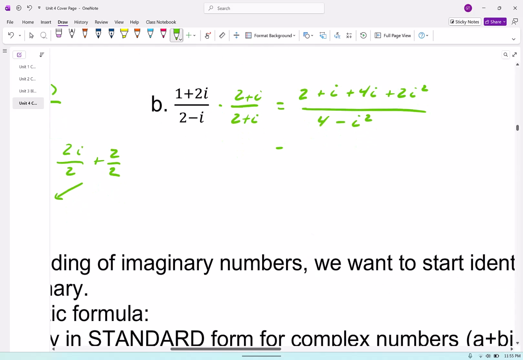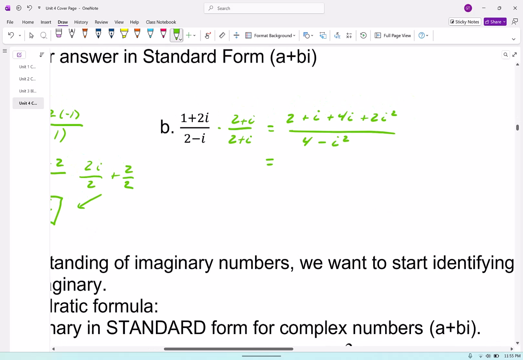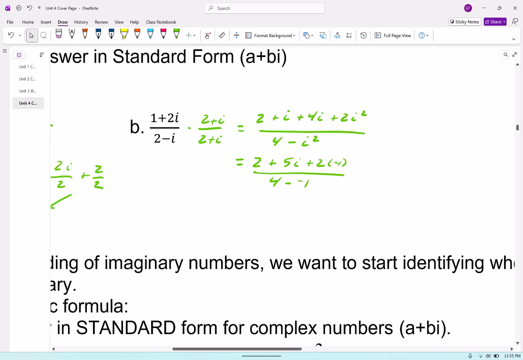So we can simplify that a little bit, like terms. I got 2 plus 5i plus 2i squared, which is just going to be 2 times negative 1. And I got 4 minus negative 1 again. So this over here, 2 times negative 1 is negative 2. So we got positive 2 and negative 2. Those things will cancel each other out, leaving me with 5i over 5.